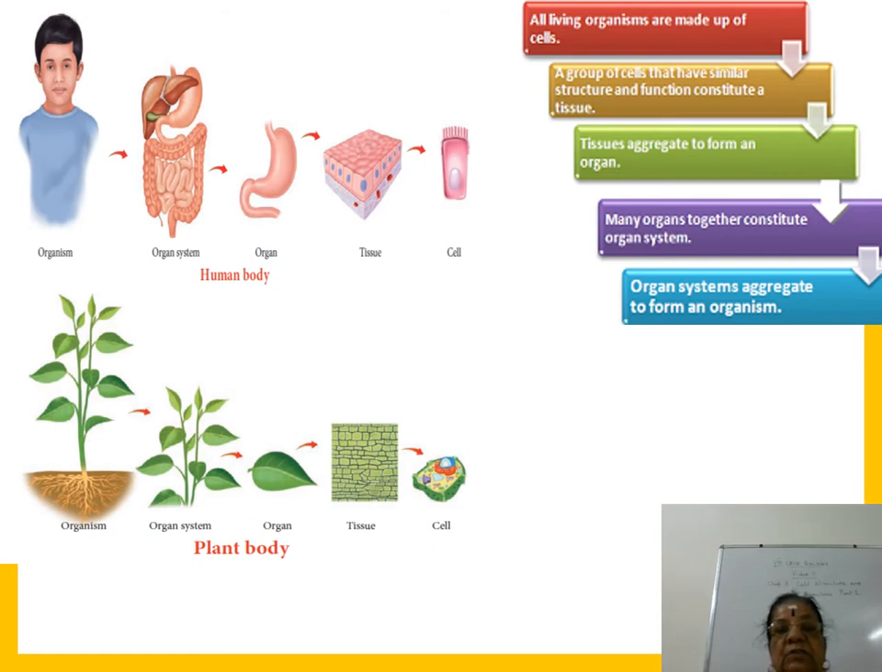All living organisms are made up of cells. A group of cells that are similar in structure and function forming a tissue. Tissues form an organ. Many organs together form an organ system, and organ systems together form an organism.